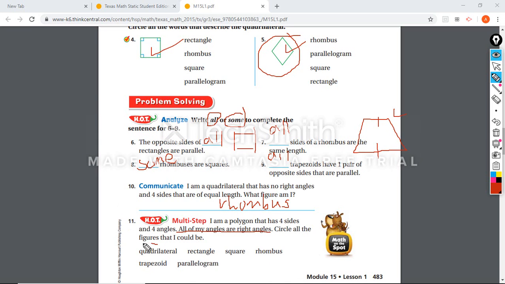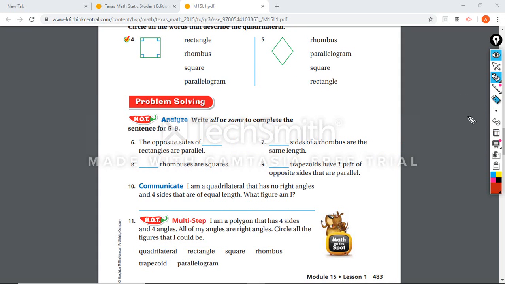A quadrilateral has four sides. A rectangle has four sides and four right angles. A square has four sides and four right angles. A rhombus has four sides and four angles, and so does a parallelogram. So the key with classifying quadrilaterals is knowing the word, knowing its definition, and knowing what the shape looks like.